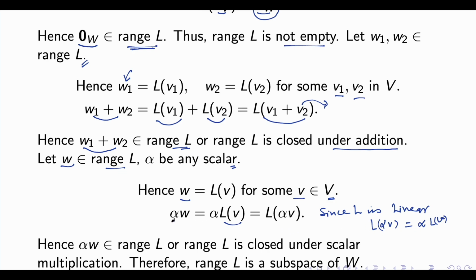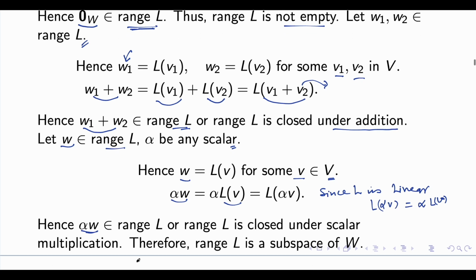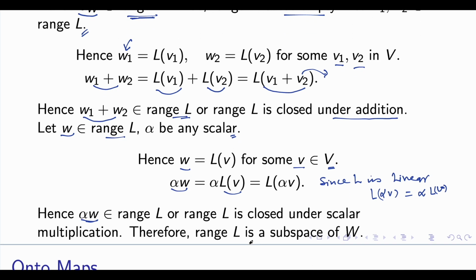So it means that alpha W belongs to the range of L. It means that the range is closed under scalar multiplication. Therefore, we can say that range L is a subspace of W. Okay.